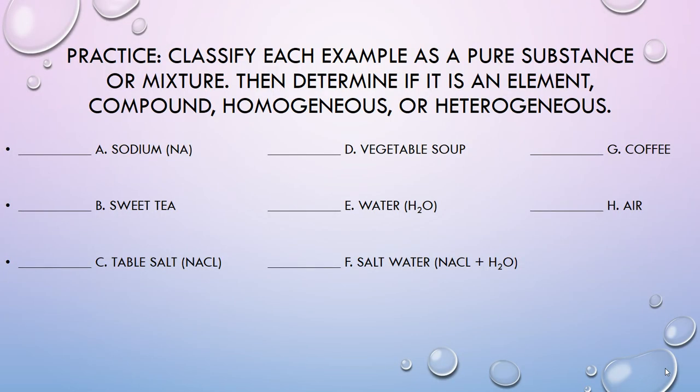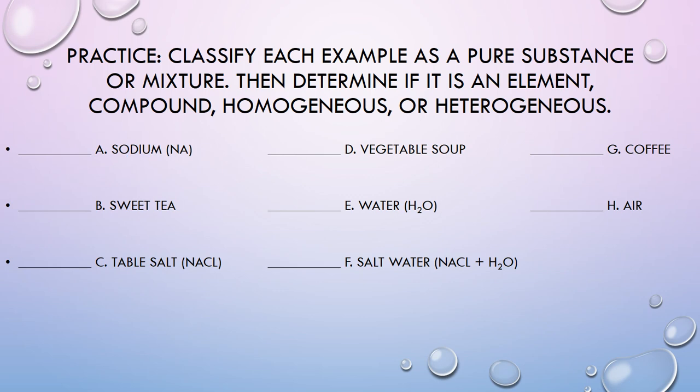So I have some examples here to take a look at, and it is two parts to it. The first thing is they want us to identify it as a pure substance or mixture, and then we're going to break it into one of our four subcategories: element, compound, homogeneous, or heterogeneous. So I have a few hints that will help you as we work through these.